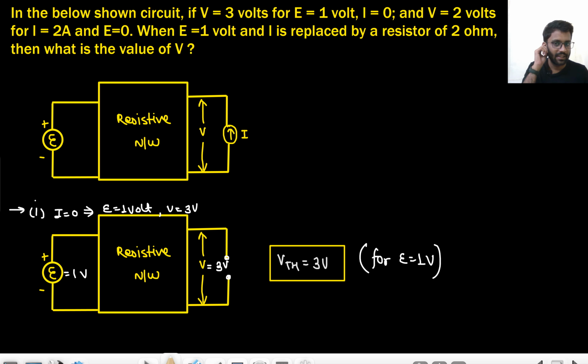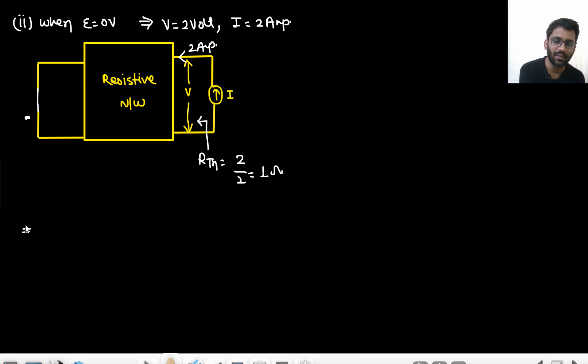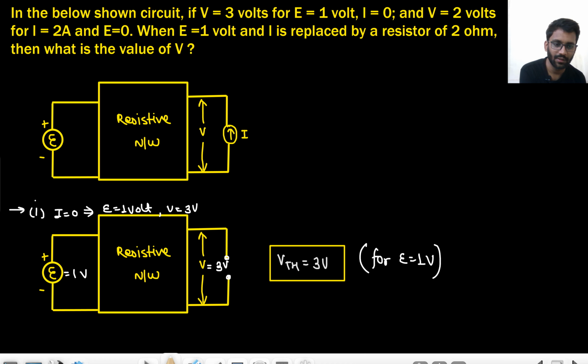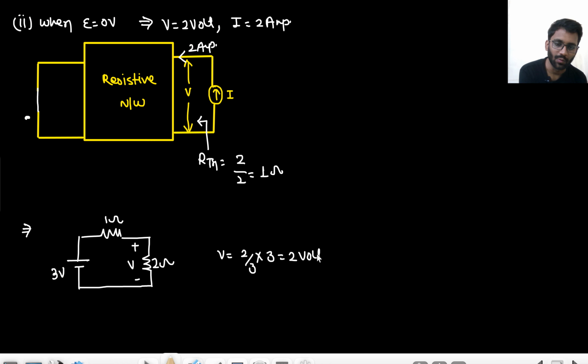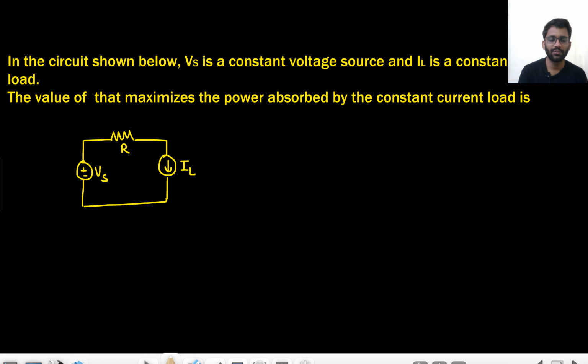So my I will be replaced with the 2 ohm resistance. So basically, what is my VTH? My VTH was 3 volt and my resistance RTH is 1 ohm. The current source is replaced with the 2 ohm resistance, and you need to find the value of V. Your V will simply be 2 by 3 into 3. That means it will be 2 volts. That is the answer. That's it. From the given values, you can always find something.